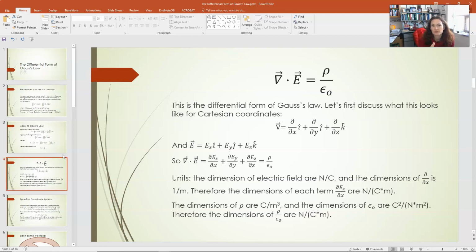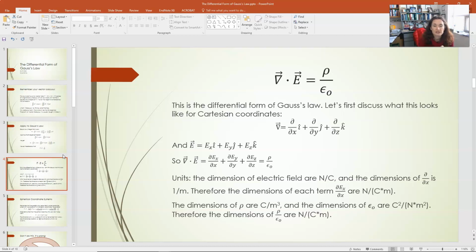Remember that your gradient operator del is, in Cartesian coordinates, the partial with respect to x times i hat, the unit vector, plus the partial with respect to y times j hat, plus the partial with respect to z times k hat. So that's our gradient operator.